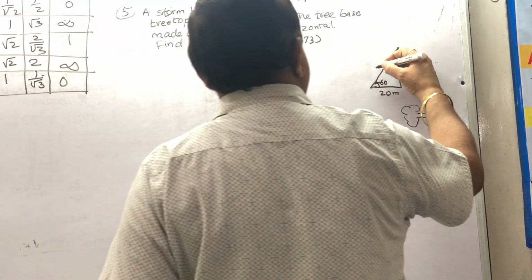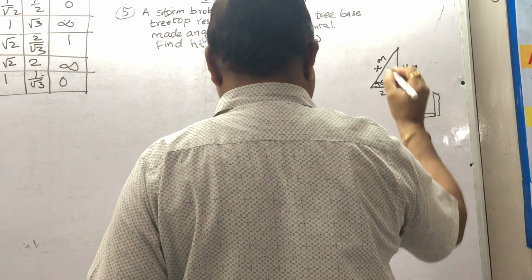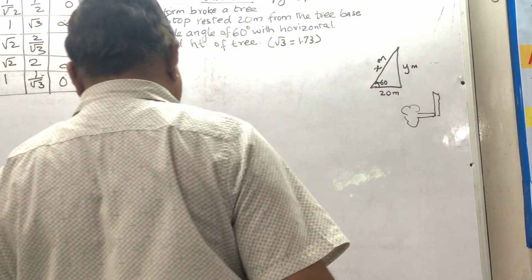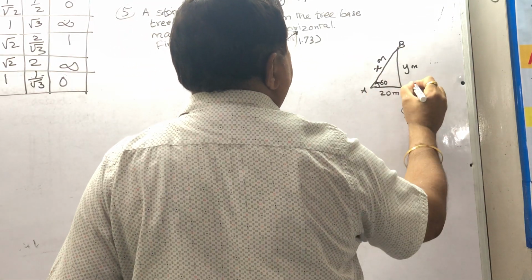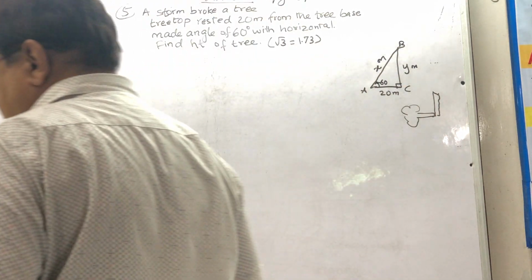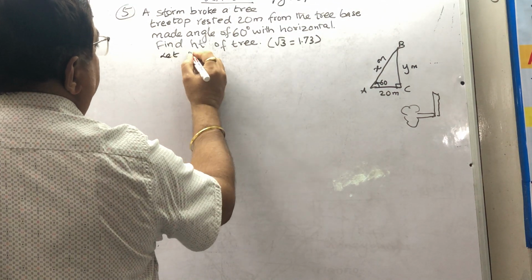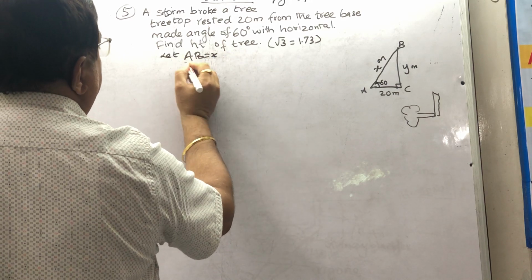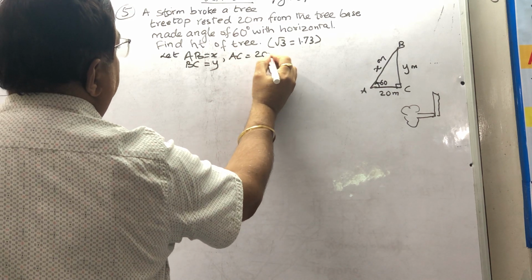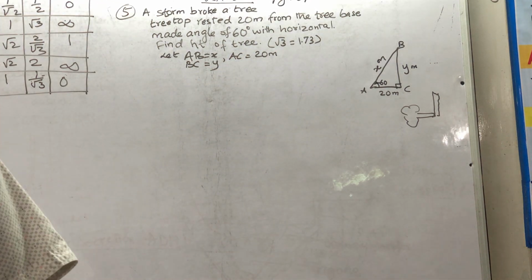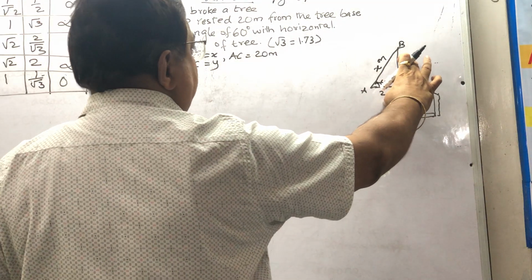Find the height of the tree. We do not know this. This is x, this is y, we do not know. Y meters, x meters. The only thing we know is 20 meters. And we know 60 degrees. I will label it A, B, C and the right angle next. Now you have to write that. Let AB equal x. Let BC equal y. And AC is 20 meters. Get everything ready.